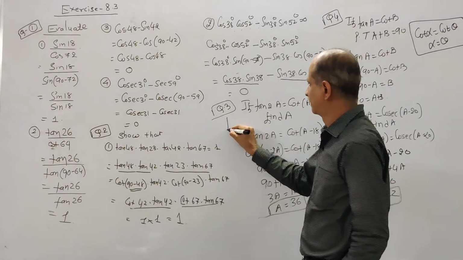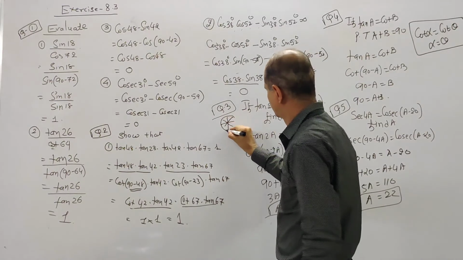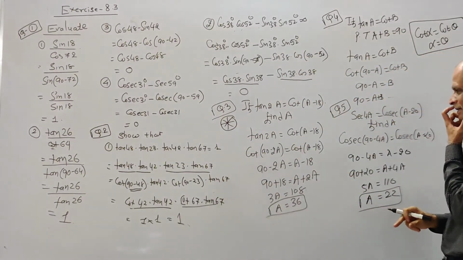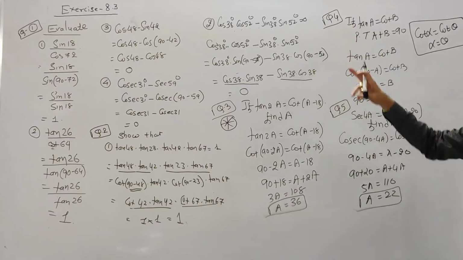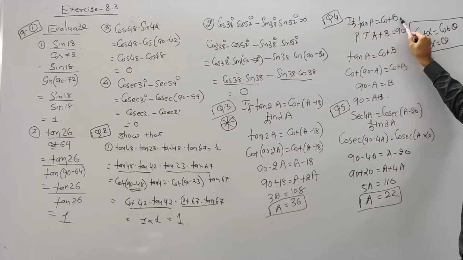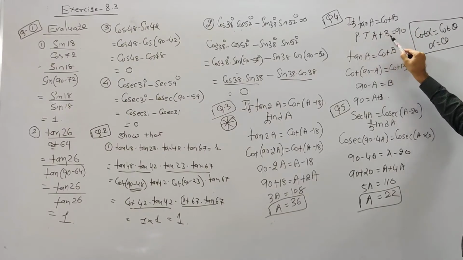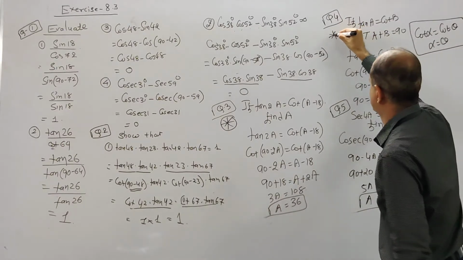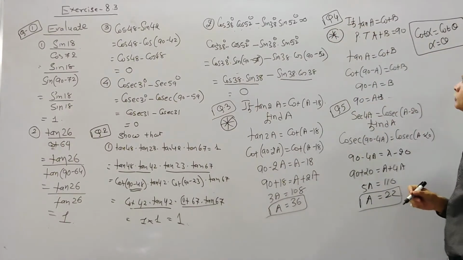Very important example for your 10th standard examination. Now question number 4. Tan A is equal to cot B. Prove that A plus B is equal to 90. Again, a very important example from the examination point of view.